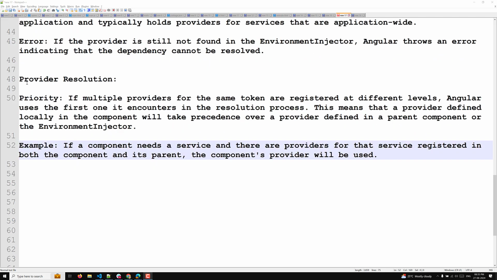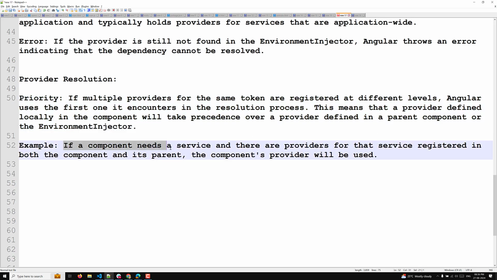The next part is provider resolution, which is priority based. Which one will be taken in priority? If multiple providers for the same token are registered at different levels, Angular uses the first one it encounters in the resolution process. This means that a provider defined locally in the component will take precedence over a provider defined in the parent component or the environment injector. So what is mentioned locally in the component is given more importance than the dependencies mentioned in the root component, the environment injector or the parent component.